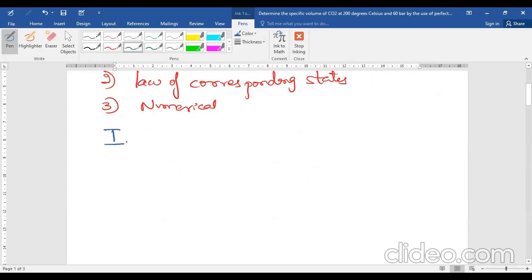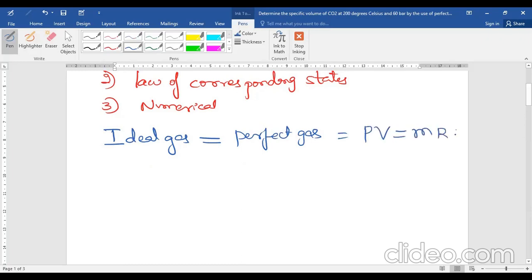First, I will write the equation of ideal gas. Ideal gas, it is also called perfect gas. So PV is equal to mRT. This is the ideal gas equation. Or some books write n R bar T, where R stands for gas constant and R bar is the universal gas constant, that is 8314. Okay, so what is a real gas?